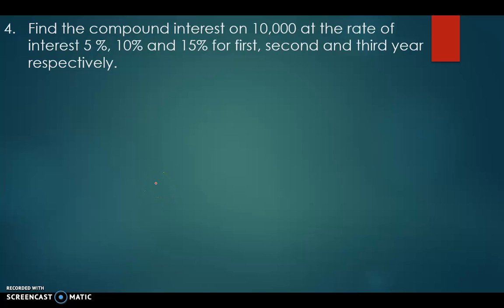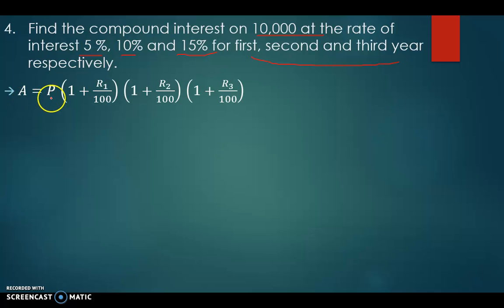So now the next question is: find the compound interest on 10,000 at the rate of interest 5%, 10% and 15% for the first, second and third year respectively. So here the amount A is equal to P in the bracket 1 plus R1 upon 100, 1 plus R2 upon 100 and 1 plus R3 upon 100. We know this formula to find the amount on compound interest if the rate of interest is continuously increasing over the respective years.